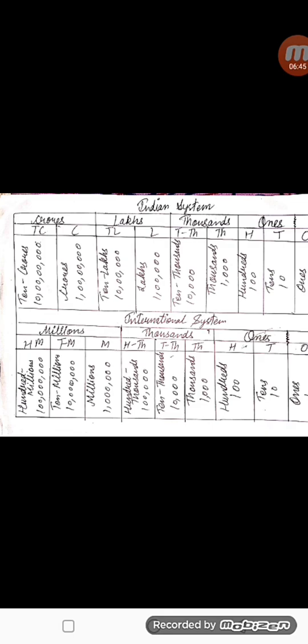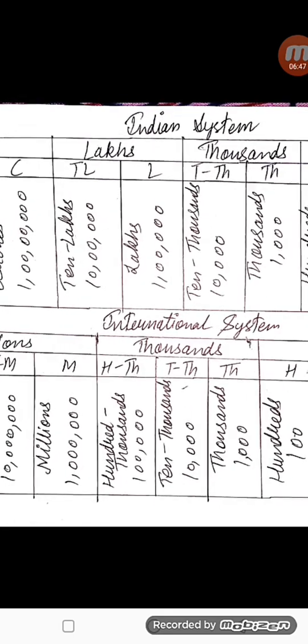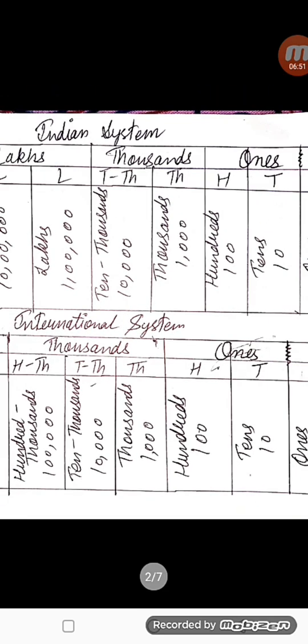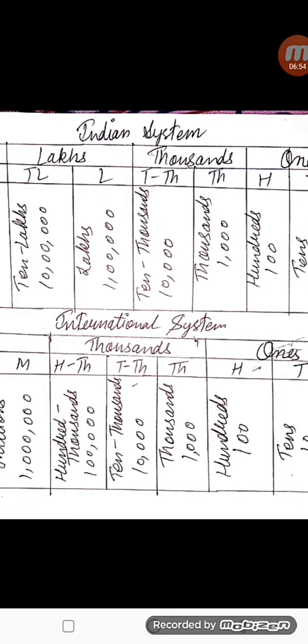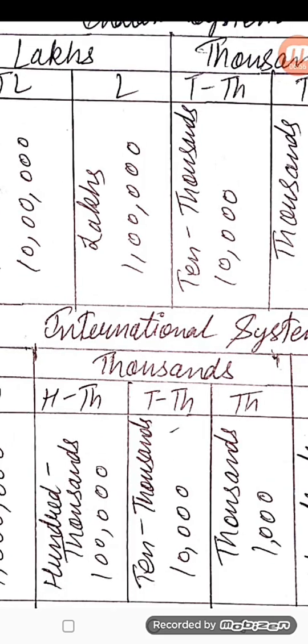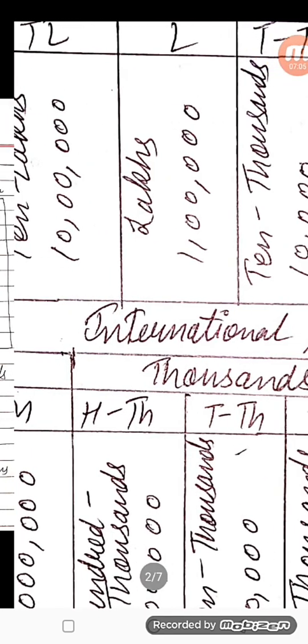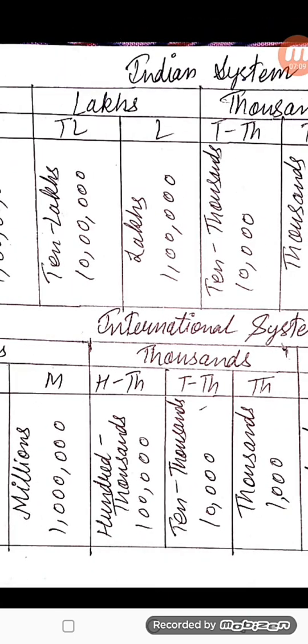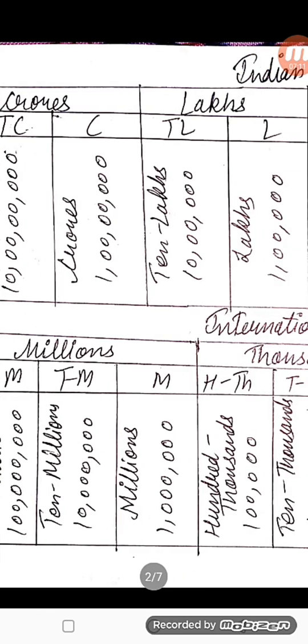The difference is that in the Indian system, we put a comma after the first 3 digits, then after every 2 digits gap. Firstly we take a gap of 3 digits, then 2, then 2. And in the international system, we take a gap of 3 digits each time and put down the commas.